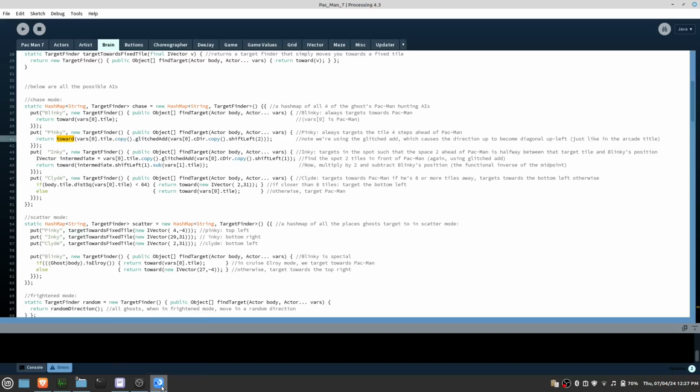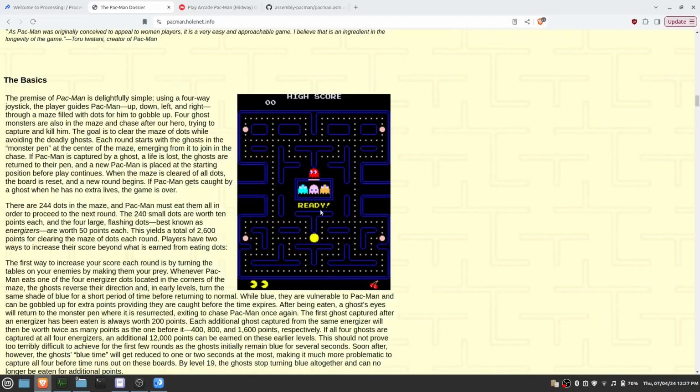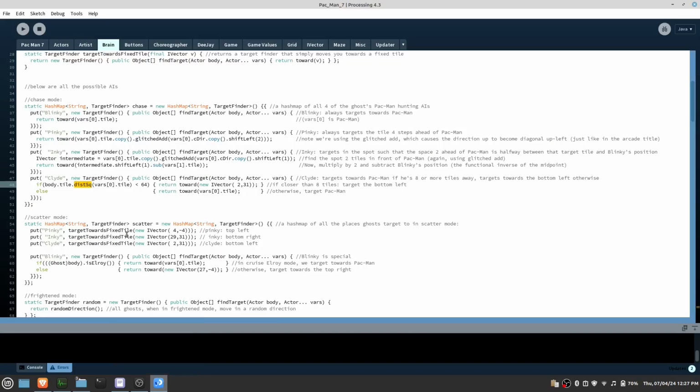And then Clyde, meanwhile, sort of just does his own thing. This was one of the few cases in here where it actually uses multiplication. Basically, it calculates how close Clyde is to Pac-Man, and if he's greater than 8 spaces away, he will target Pac-Man. But if he's closer than 8 spaces away, he will instead target the bottom left. Clyde's not the smartest. But yeah, this was one of the few cases where they used multiplication.